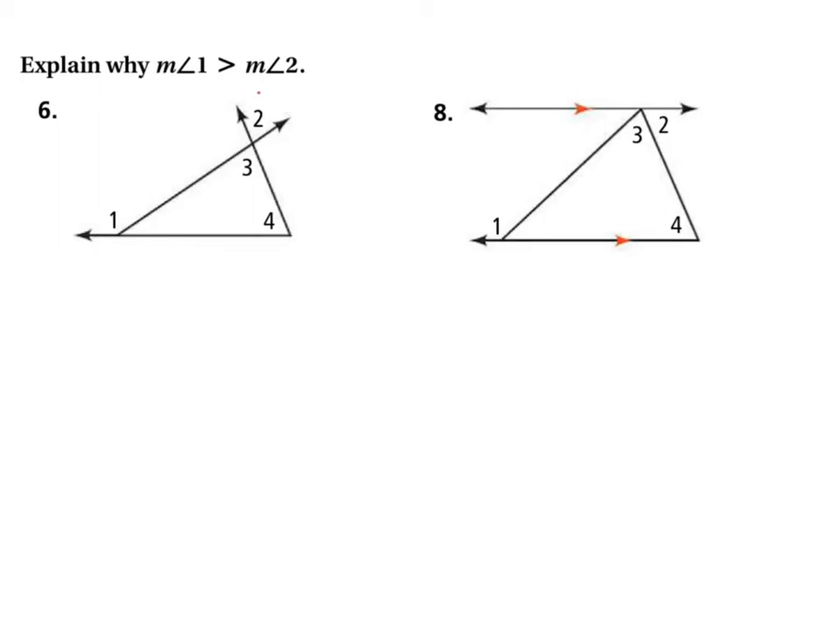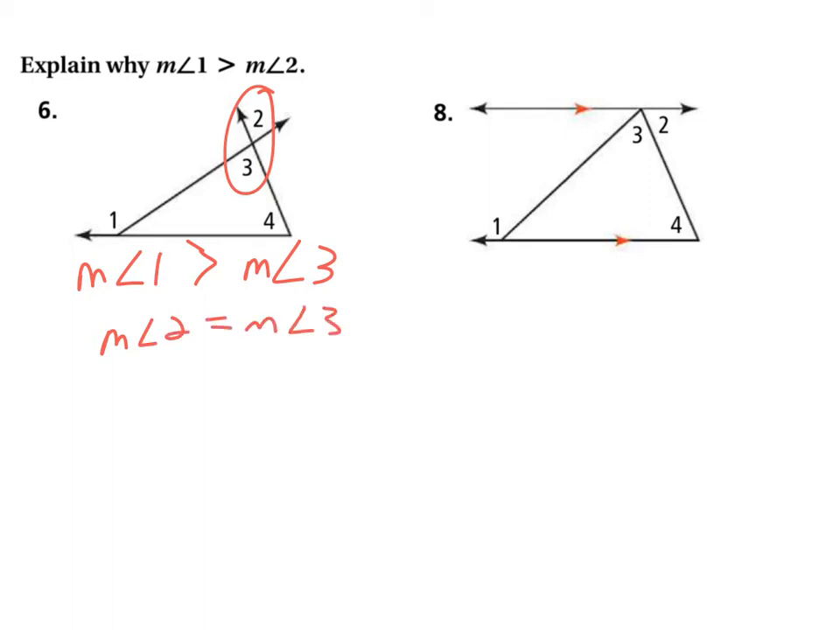We also know that through the vertical angles theorem that 2 is equal to 3. So because we know this, we know that the measure of angle 1 is greater than the measure of angle 3. We also know that the measure of angle 2 is equal to the measure of angle 3. So using the substitution property, we can then conclude that the measure of angle 1 is greater than the measure of angle 2. What we did there is we just substituted in measure of angle 2 where we had the measure of angle 3 up here since they're equal. Substitution property. So that's how we know.